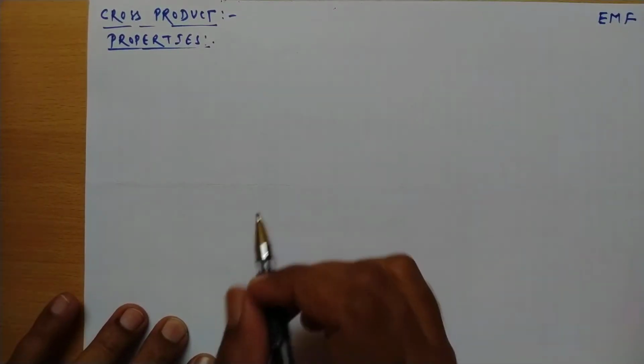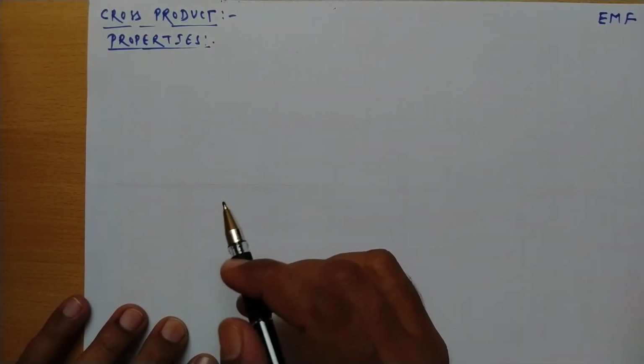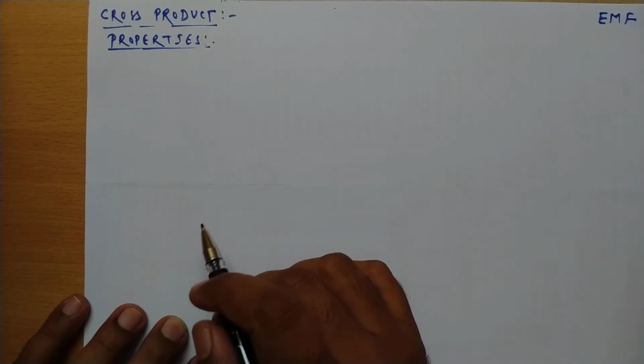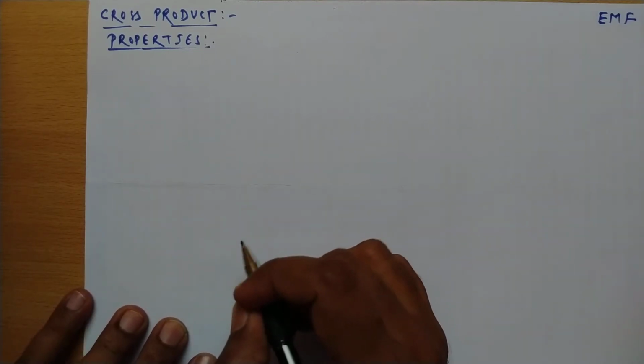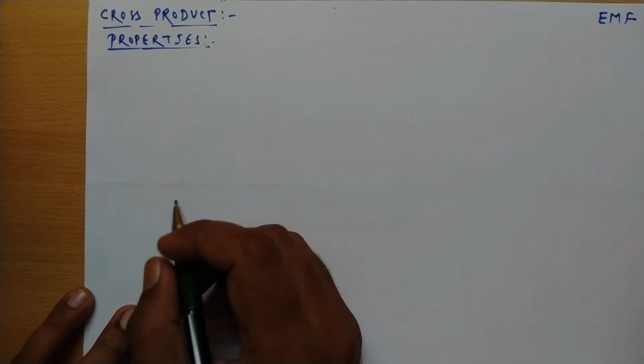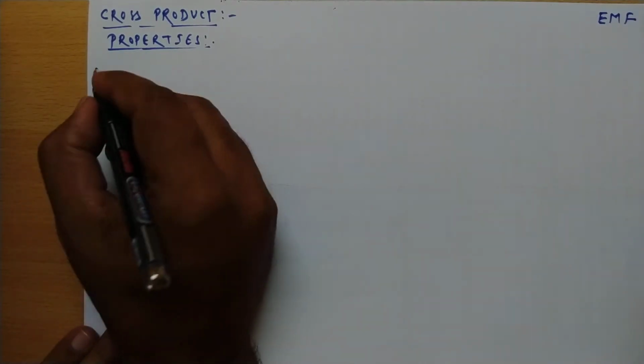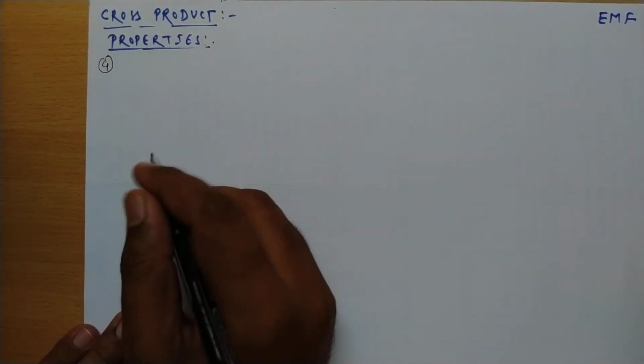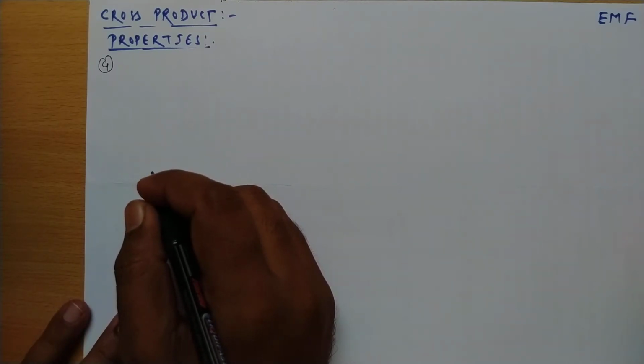Hello everyone. In previous videos we were looking at the cross product and we have seen some of its properties. So we'll carry on in this video. Our next property is property number 4. This will be if the two vectors are parallel to each other.